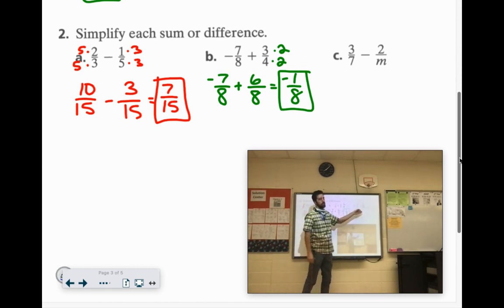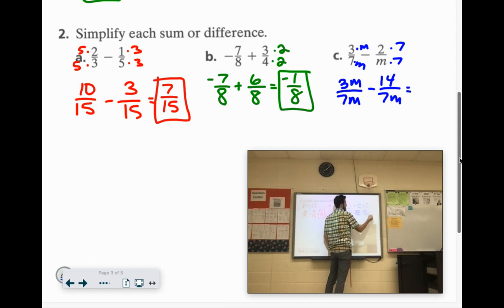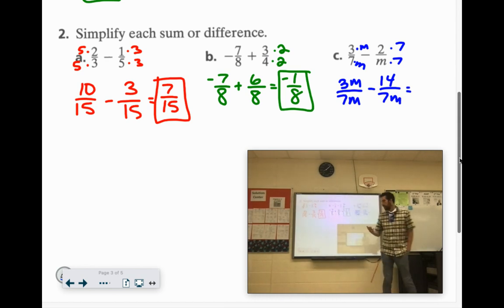Here our denominators are 7 and m. So the first fraction needs an m. The second fraction needs a 7. 3 times m is 3m, so we have 3m over 7m minus 2 times 7 is 14. m times 7 is 7m. Now they are both the same denominator.